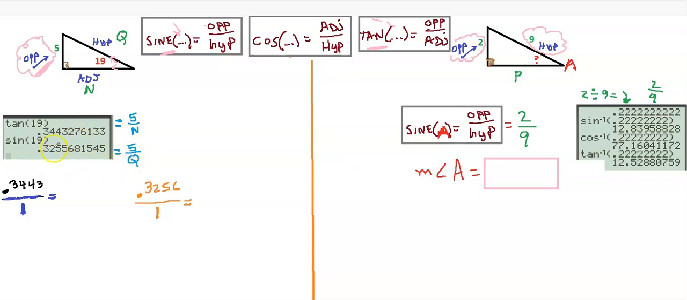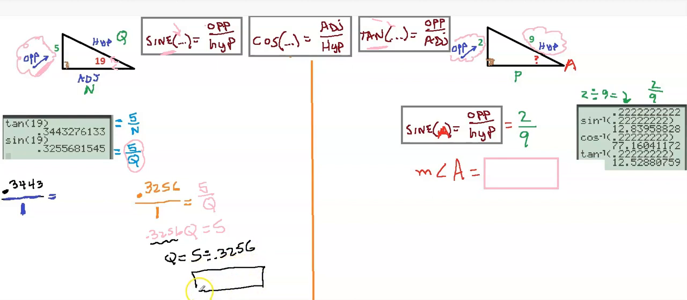The sine from the calculator is 0.3256. So I'm going to write that, and I'm going to take the 5 over the Q and make a proportion. And then I can cross multiply. So it's 0.3256 times Q equals 5. We're going to divide both sides by this decimal. And then Q would equal 5 divided by 0.3256. And that will give us a decimal answer, and we can decide how many digits we want to use in that particular answer. So that would be this side here.